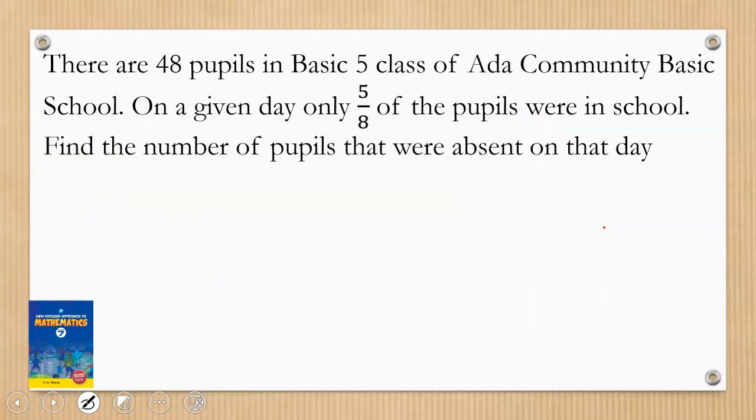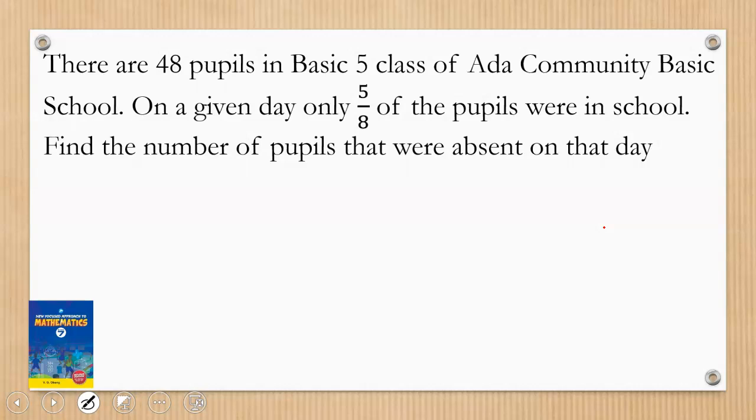Okay, now let's do it in a more practical way. There are 48 pupils in a basic 5 class of Adan Community Basic School. On a given day, only 5/8 of the pupils were in school. Only 5/8 of the people were in school. Find the number of people that were absent on that day.